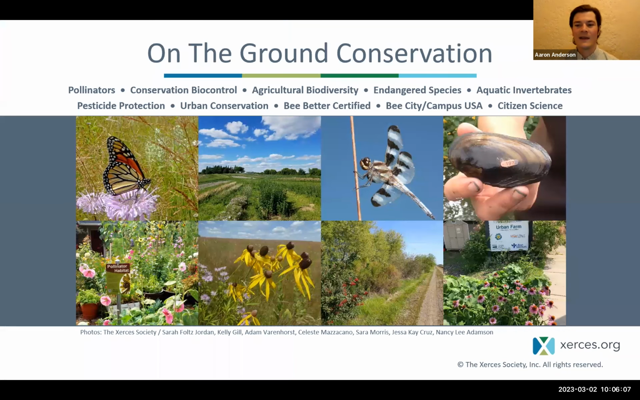And we do a variety of on-the-ground conservation work with programs focusing on pollinators and agricultural biodiversity, endangered species, pesticides. We have people working on mussels, and we do a lot of community engagement work in residential communities. So we really work in all sorts of areas. And on this slide, we have some snapshots of what some of those different areas that Xerces works in look like.